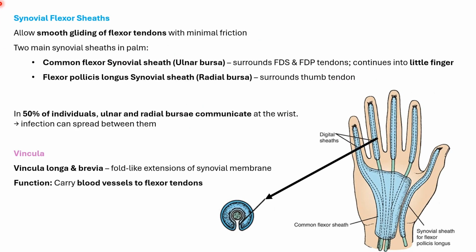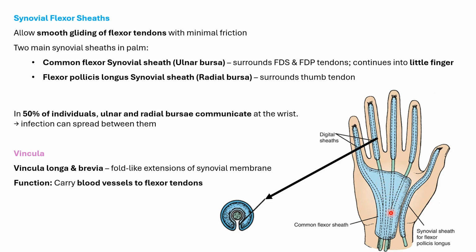Okay, now we learn about synovial flexor sheaths. These allow smooth gliding of the flexor tendons with minimal friction. There are two main synovial sheaths in the palm. They are the common flexor synovial sheath, also called the ulnar bursa, and the flexor pollicis longus synovial sheath, also called the radial bursa. These are the two main flexor sheaths in the palm.